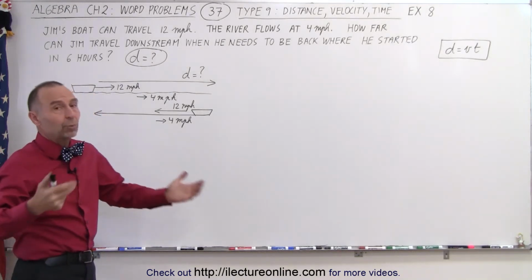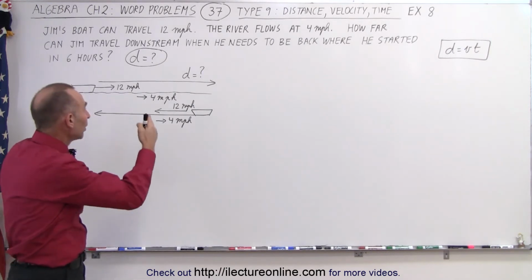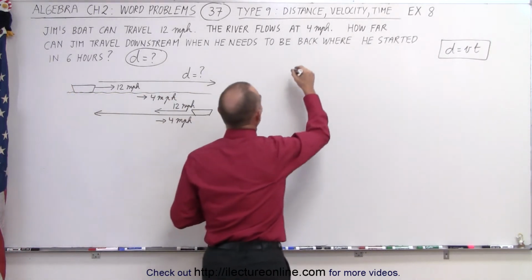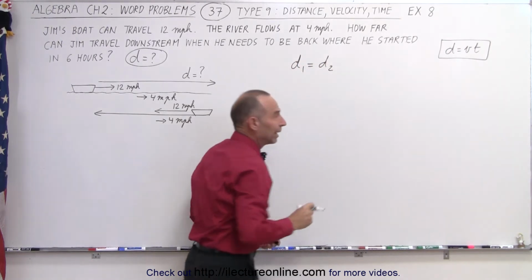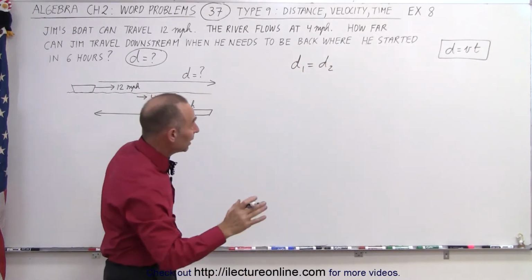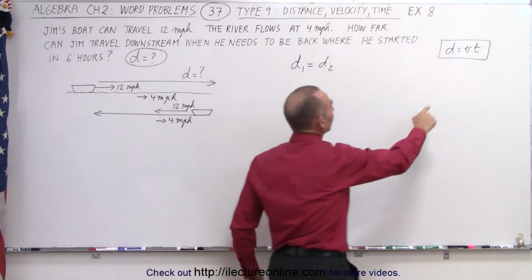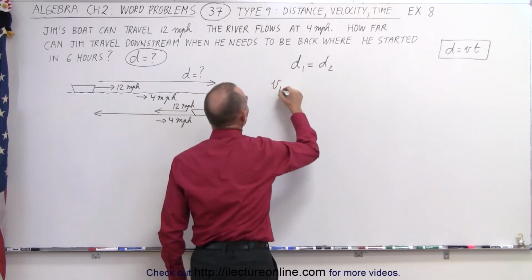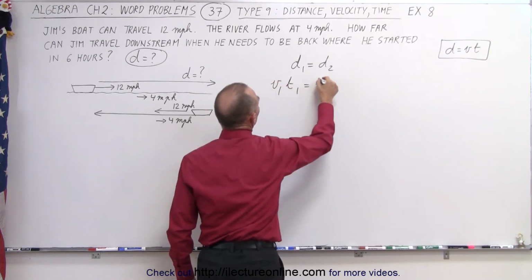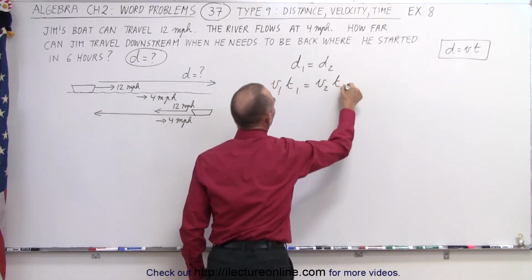There's again several ways in which we can solve this problem. However, let's pick one of the ways, and since we don't know what the distance is, we can probably start with the equation distance 1 equals distance 2. And of course, since we don't know what the distance is, we need to eliminate that by replacing it with v times t, velocity times time. So we have velocity 1 times time 1 equals velocity 2 times time 2.